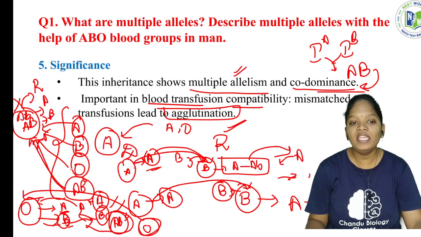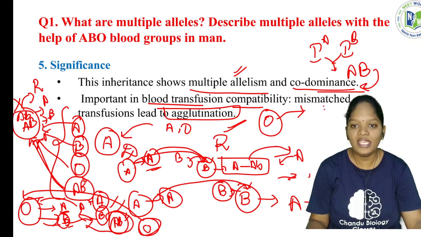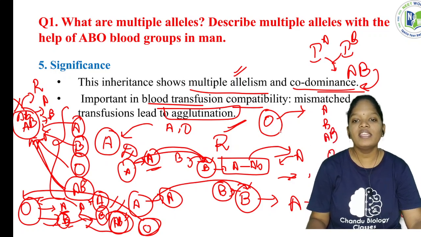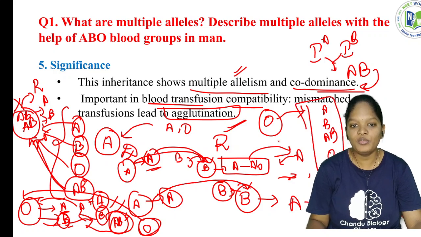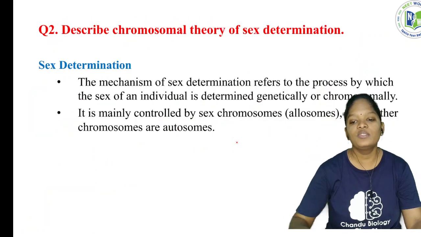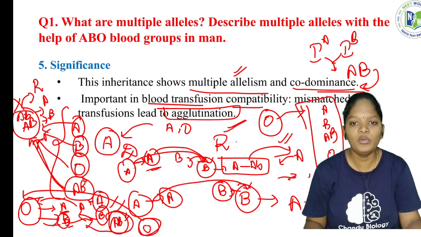But the O blood group can give blood to all persons, as it has no antigen. As it has no antigen, no antibody can fight against it, because no antigen is present. So he can give blood to a person having A blood group, B blood group, AB blood group, as well as O. As he can give blood to all types of blood groups, he is considered a universal donor, right? So this is what blood groups, multiple alleles, and the ABO blood group system are.